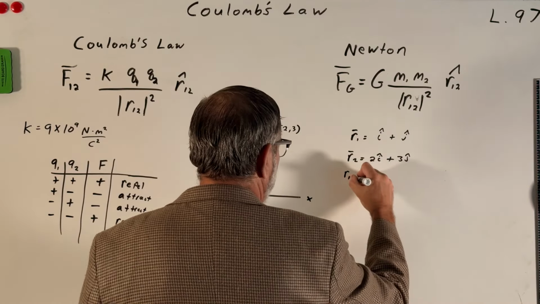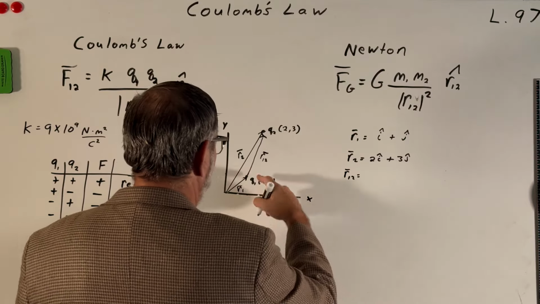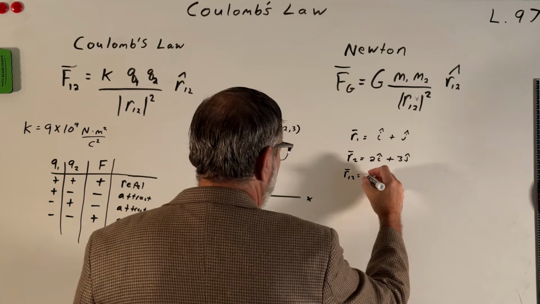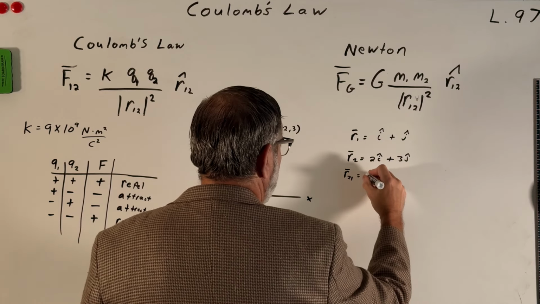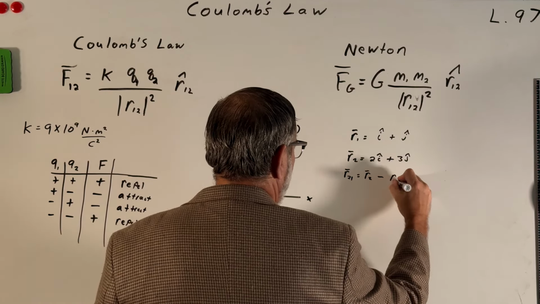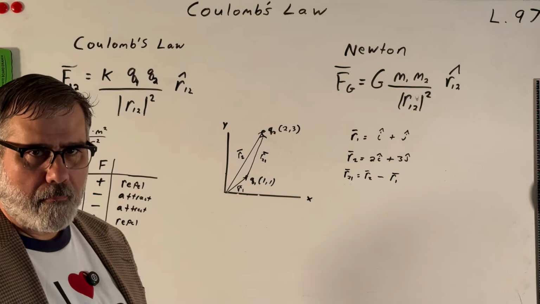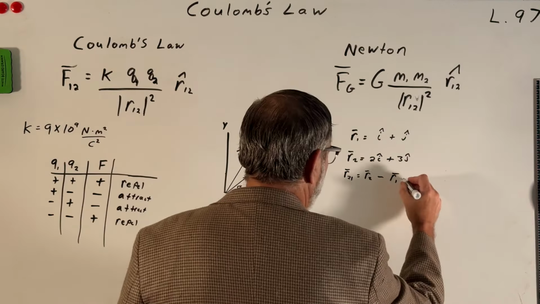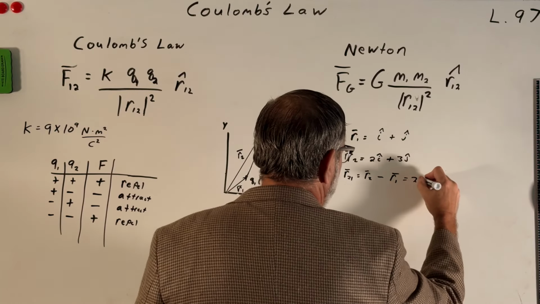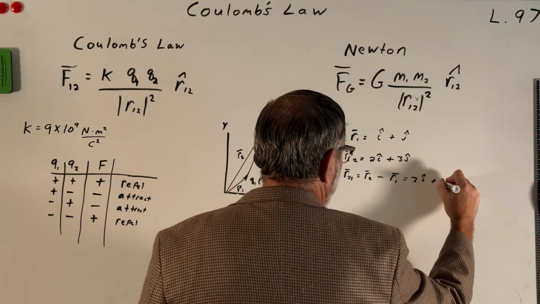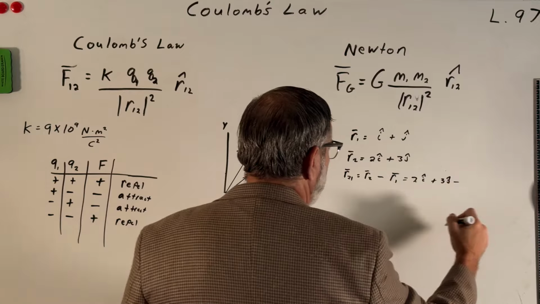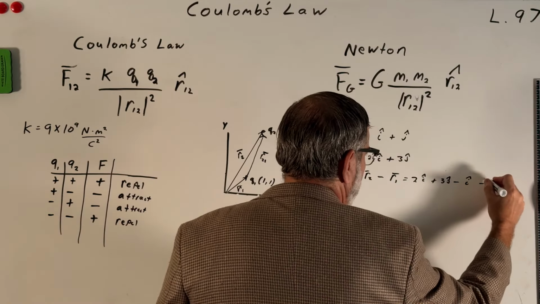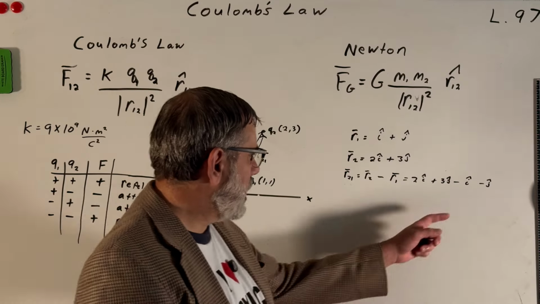So R12 is equal to, well, actually I'll call it R21 just to be consistent with what's happening here. R21 is R2 minus R1. Okay? Now how do we add and subtract vectors? We just do it component-wise. So what is this equal to? Well, this is equal to R2, which is 2i plus 3j, minus R1, which is just i hat plus j hat. So minus i hat minus j hat, right?